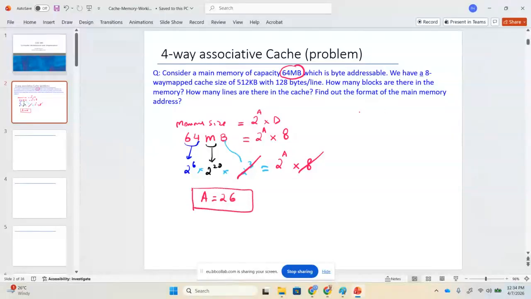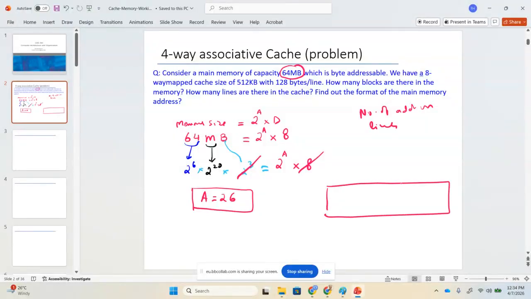So now the number of address lines, what will be the number of address lines? The number of address lines is now a. So now we can partition this a into 3 fields, which are the offset field, the index field, and the tag field. So this a is now what? This is clear or not clear?